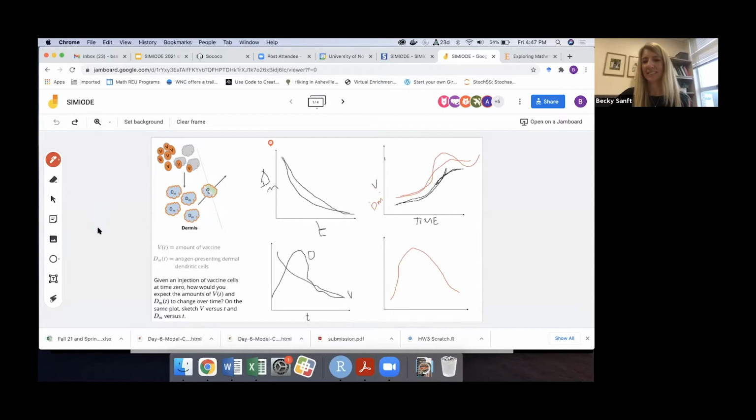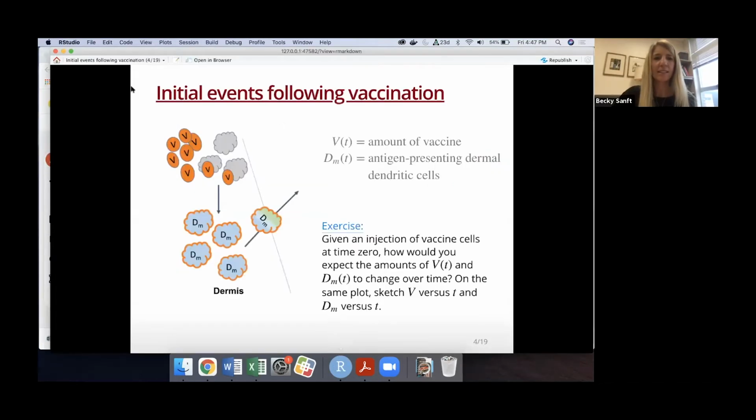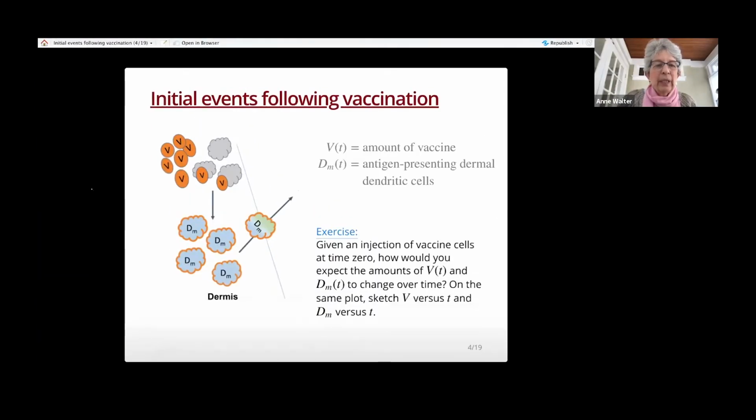Oh, we have excitement. What do you think? Should we go back? All right, let me go back here. So you all have been thinking we inject some vaccine, it might go up, then it's going to disappear into these clouds, so it might go down. These dendritic cells get activated, that activation might go up, and then they leave. Let's see what happens. Becky, can we go look?